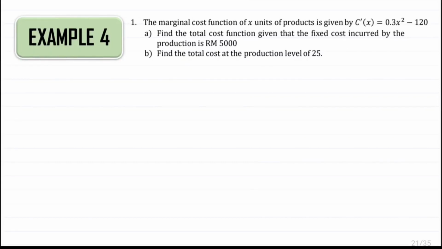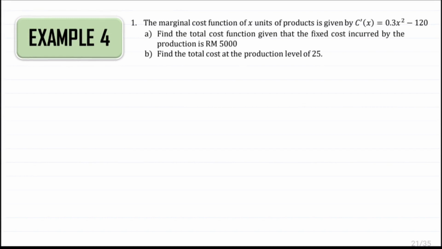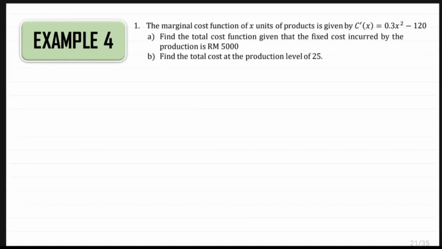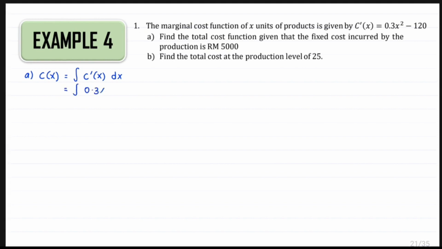The marginal cost function of x units of products is given by C'(x) equals 0.3x² minus 120. First question, find the total cost function given that the fixed cost incurred by the production is 5,000. Question A, we want to find the cost function C(x). C(x) is the integration of C'(x) dx. We already have C'(x), so we put C'(x) is 0.3x² minus 120 dx.